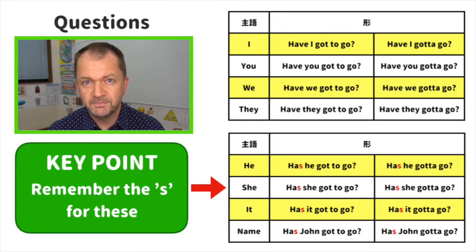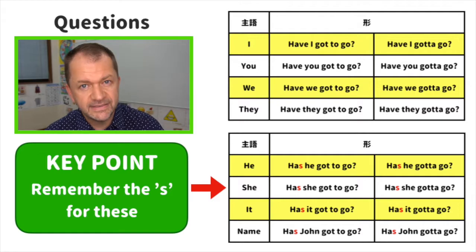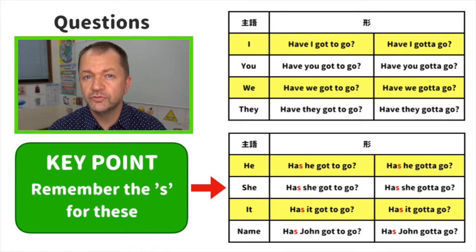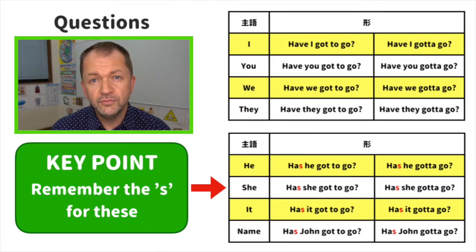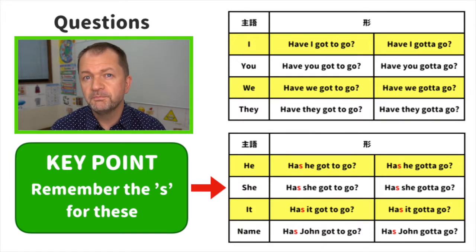Making questions. So you follow the same rules as before. It's either have or has, depending on the personal pronoun. So for example, have you gotta go? Have they gotta go? Has he gotta go? Has John gotta go?